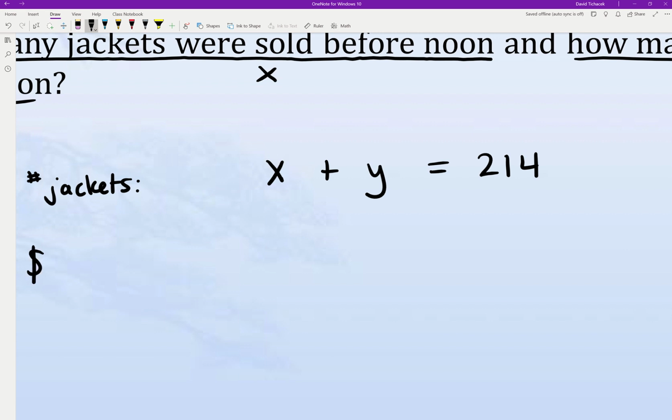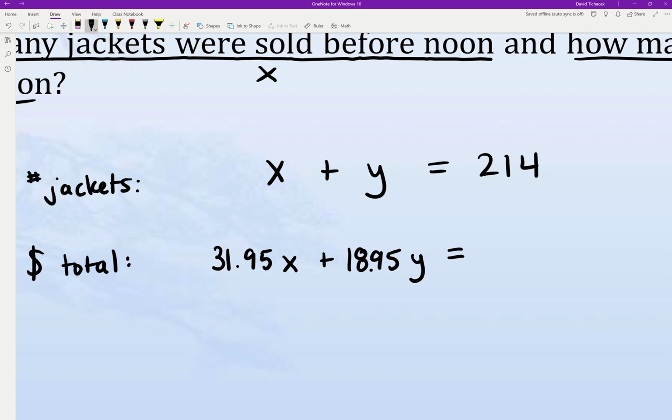So we're talking about the total money here as we write our second equation, okay? And so whenever we do that, we were told that before noon, it was $31.95, so that'll be $31.95 for each of those jackets that were sold before noon, and then the price dropped down to $18.95 after noon. Okay, so it's going to be $18.95 for each one of those jackets that were sold after noon, so we'll say $18.95y, and that is going to equal the total amount of money.